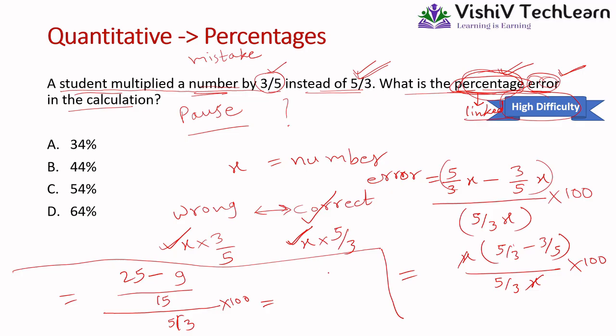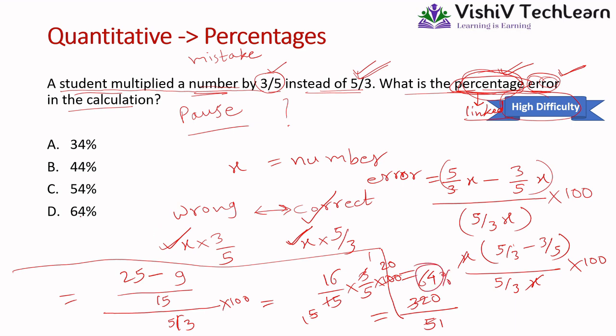25 minus 9 will be 16. So 16 divided by 15, and this will go up. So it will be 3 by 5 and then multiply by 100. Now solving this further, 3 1s are 3, 3 5s are 15, 5 1s are 5, 5 20s are 100. So this will give 320 upon 5. So 5 1s are 5, 5 6s are 30, 2 is carry, 5 4s are 20.